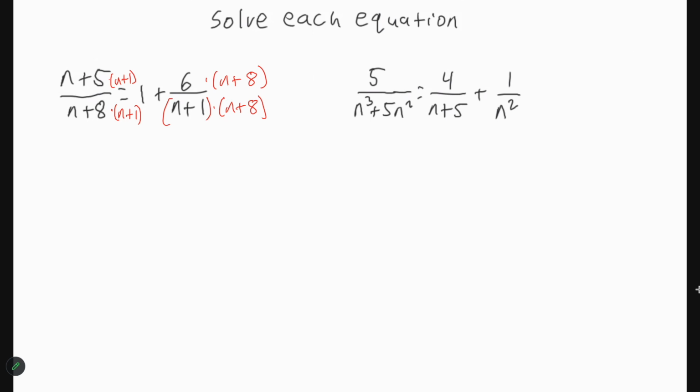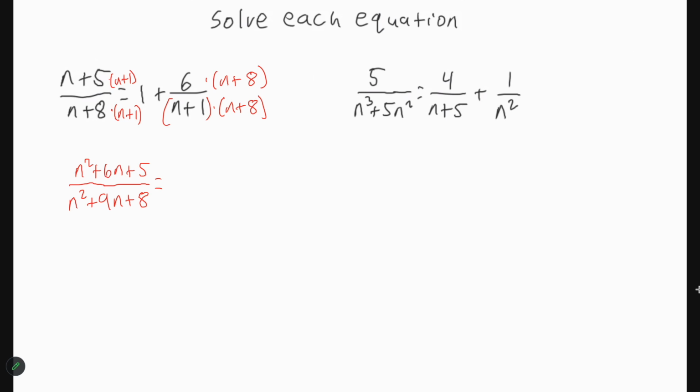So our denominator for all of them is going to be n plus 1 times n plus 8, which will be n squared plus 9n plus 8. And the numerator of this first one will be n squared plus 6n plus 5.